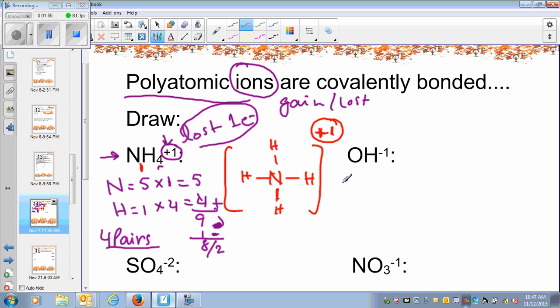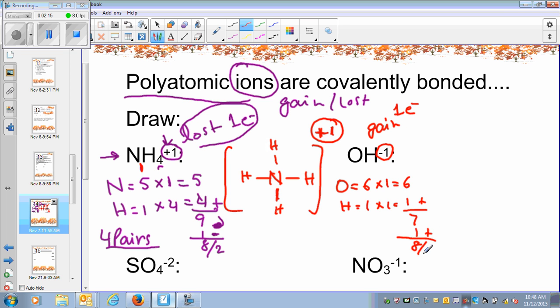So let's do it again. Oxygen has 6 valence electrons, multiplied by 1 oxygen is 6. Hydrogen has 1 valence electron, multiplied by 1 is 1. So how many do I have here? 7. Now this negative 1 is telling you it has gained 1 electron, so you add that 1 here. That gives you 8 divided by 2, which gives you 4 pairs to play with.